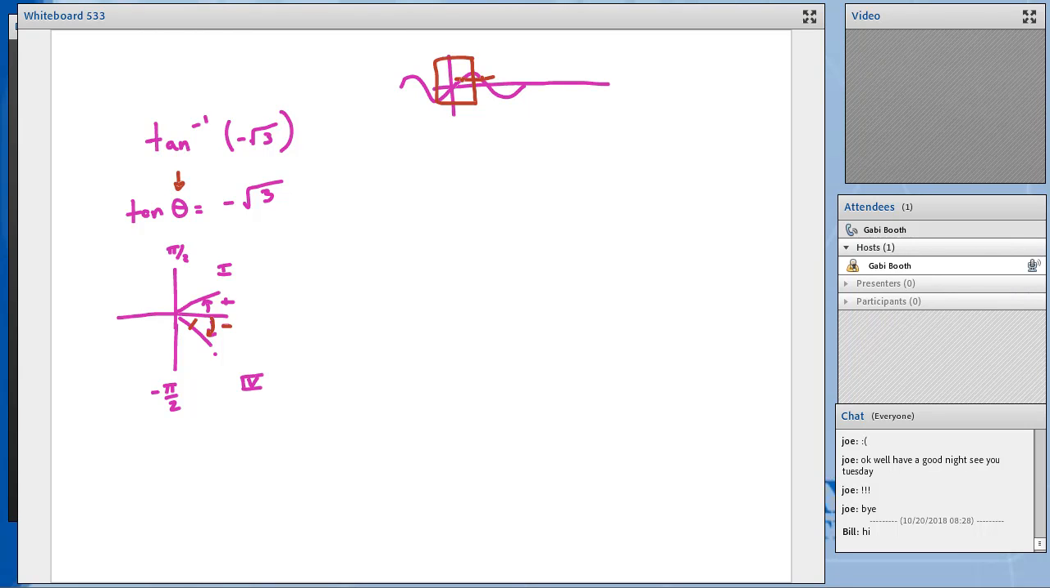We have to look in quadrant 4. If we're looking at the entire 2 pi circle, that would be 5 pi over 3. But since 5 pi over 3 is not within pi over 2 and negative pi over 2, we now have to change and look strictly at the negative angle. So therefore, theta would be negative pi over 3.